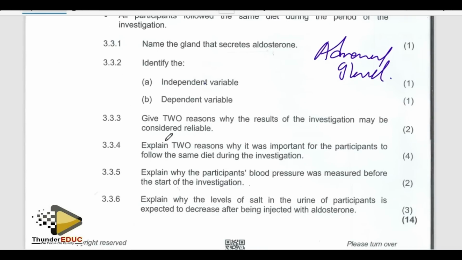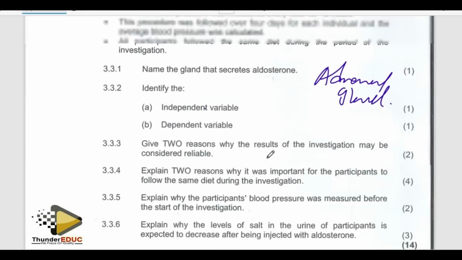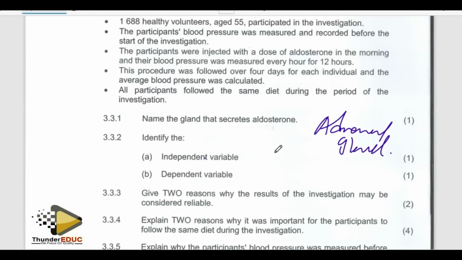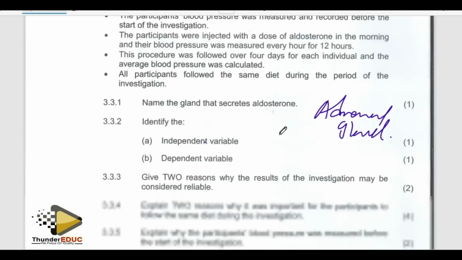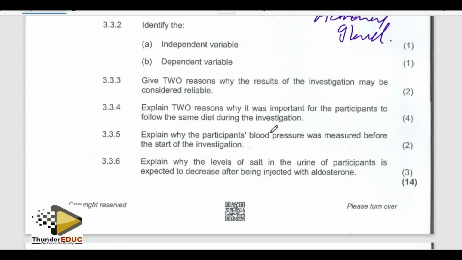Then they're saying, explain 2 reasons why it was important for participants to have the same diet. So that you have the same maybe salt concentration, and also to keep the same blood pressure, because if you have different types of food, it will bring about changes in blood pressure. So I'm just rushing so that I go to the last question, because that is an open question. We're not going to bring the same question, so it's just how you extract it from the question.